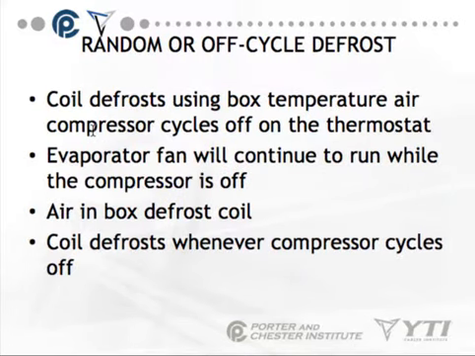The coil defrosts in a random or off-cycle defrost by using the box temperature as the compressor cycles off on the thermostat. The evaporator fans continue to run while the compressor is off. The air in the box will defrost the coil. The coil defrosts a little bit whenever the compressor cycles off. In commercial refrigeration, this is the only system where you will find the evaporator fans running in a defrost cycle, because evaporator fans run all the time unless we are using electric or hot gas defrost.